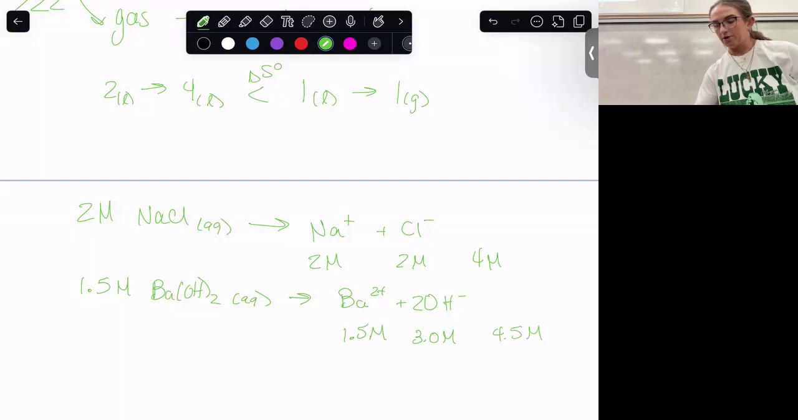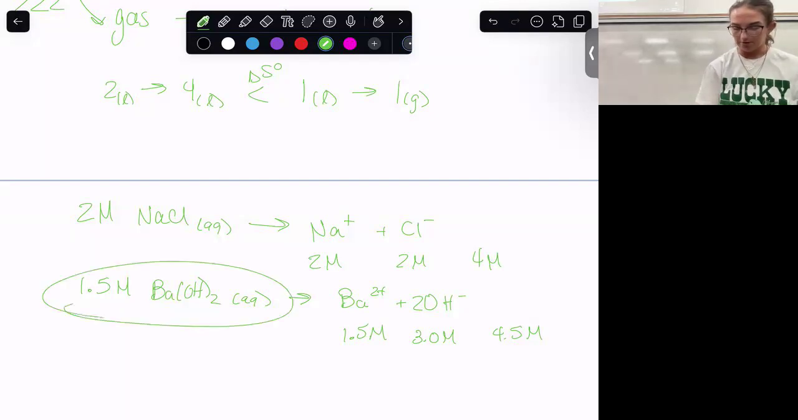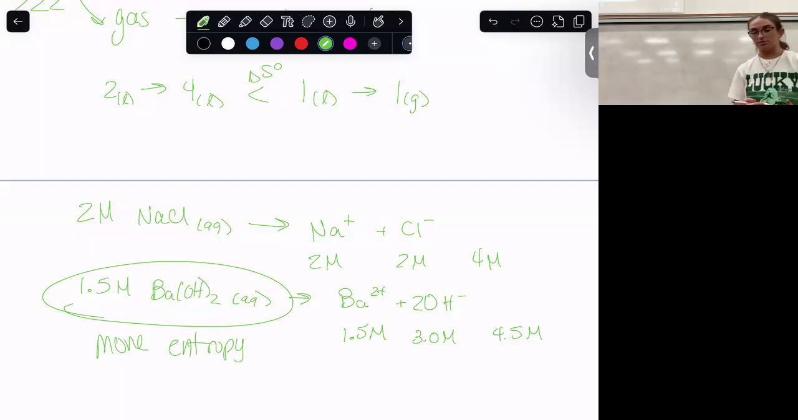4.5. So now go back to your statement. Which one has more concentration or which one has more molarity? Sodium chloride or barium hydroxide? Barium hydroxide has overall more molarity. So which one has more disorder? Barium hydroxide will be more disordered or have more entropy than your sodium chloride solution, because we have more concentration of ions in our solution at the end.